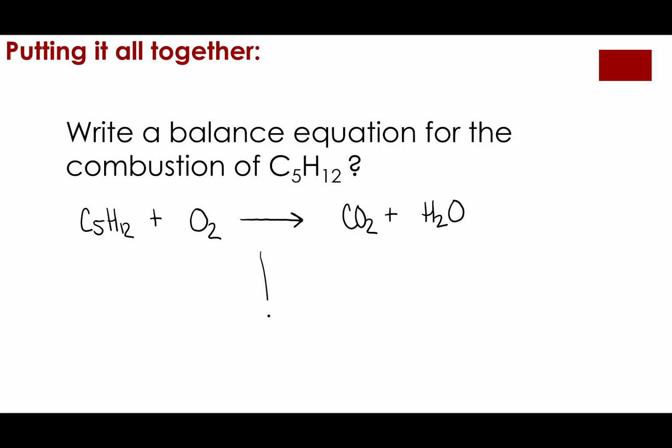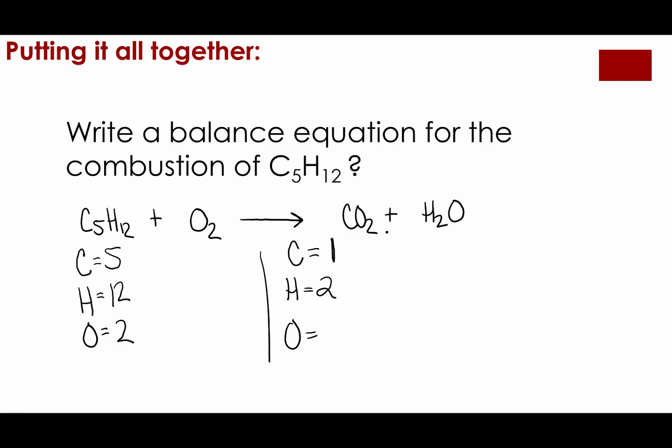Now the challenging part, balancing the chemical equation. I'm going to take inventory of what I have and then start balancing this. So I've got 5 carbons, 12 hydrogens, and 2 oxygens. I go to the other side. I like to keep them in the same order. So I've got 1 carbon, 2 hydrogens, and I have to be very careful with my oxygens here. I've got 2 from the carbon dioxide, and 1 from the water, for a total of 3. Okay, now we want to start balancing this.